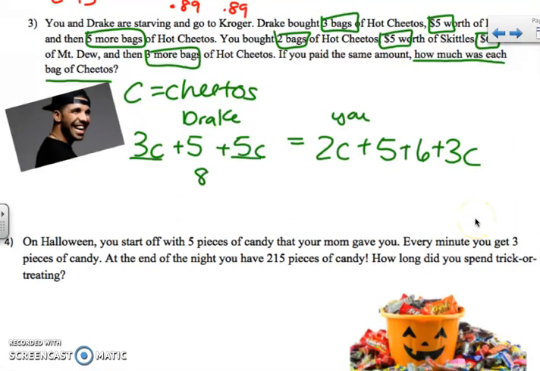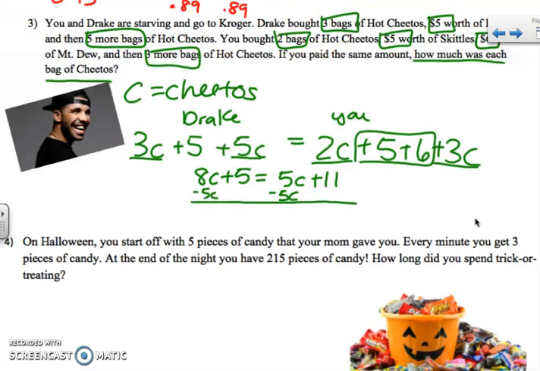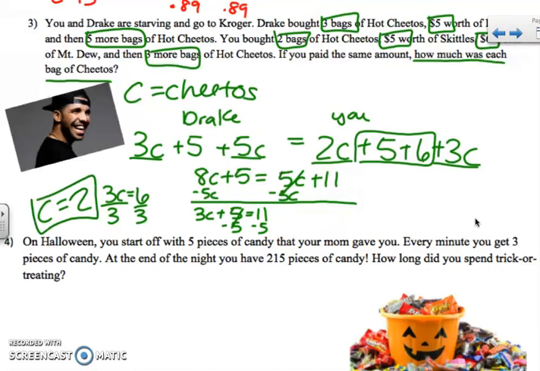So combine like terms first and get 8C plus 5 on the left side, and get 5C plus 11 on your right side. With variables on both sides, I like to move all my variables to the left. So I'm going to subtract 5C on both sides. 3C plus 5 equals 11. Subtract 5 on both sides, and you should get 3C equals 6. Divide by 3, and so C is going to equal 2.